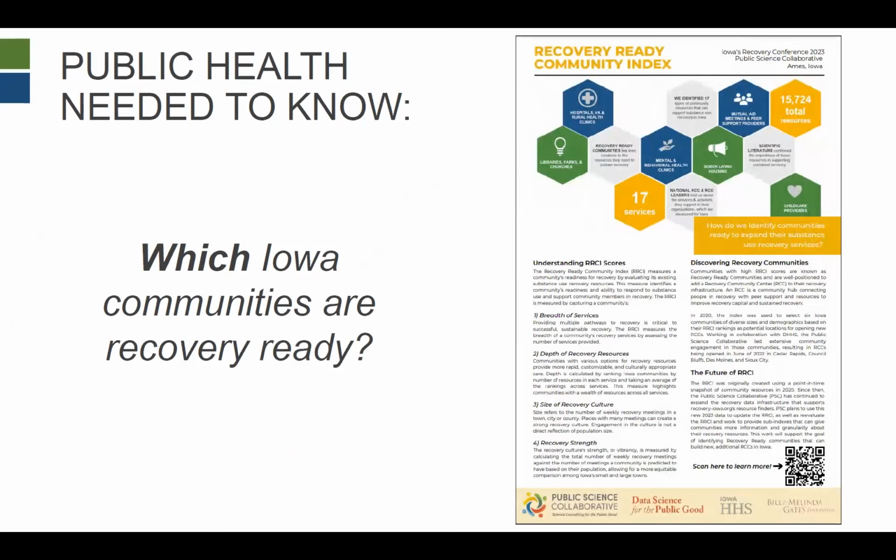And then the state came to us and said, okay, how do we know if a community is recovery ready to build these recovery centers? And so we made a recovery ready community index. Our first index included about 16,000 elements that we collected from around the state on things like hospitals, rural health clinics, libraries, parks, churches, sober living houses, mutual aid meetings, childcare, all of the things that we heard were important to sustaining this healthy living for people who are going through recovery.